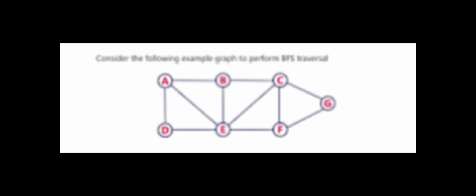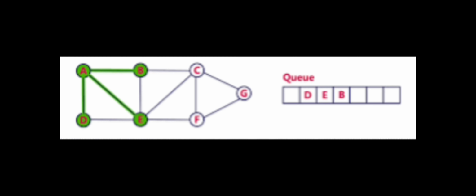Then we will mark A as visited, so we can understand whether we visited each node or not. So we will mark A, like this. Here you can see I colored the node A, so you can understand we visited that, and I wrote this in the queue. Then we will look at the adjacent nodes of the node A. They are B, E, and D.